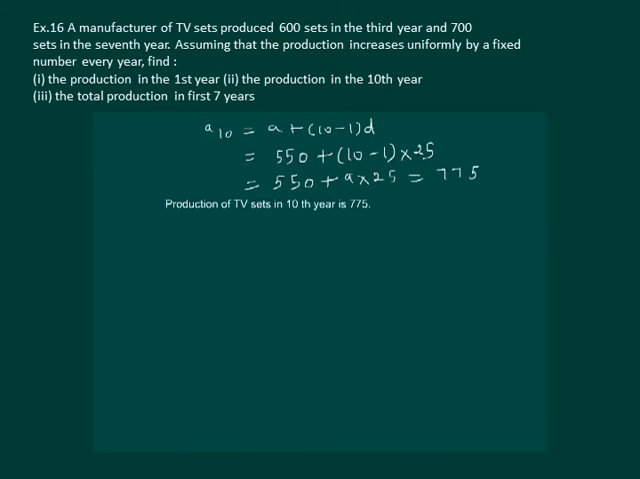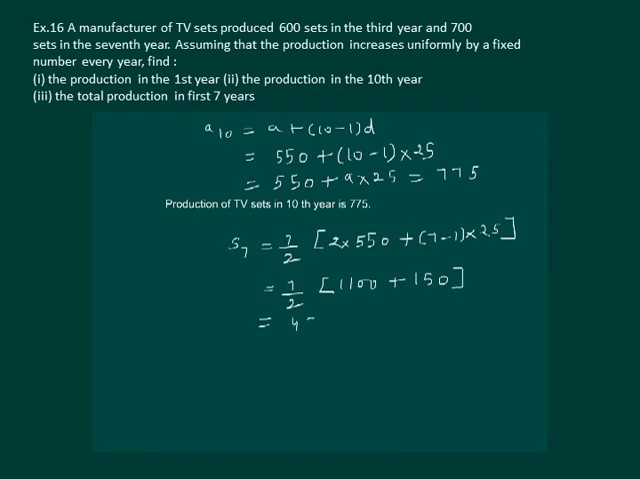Now it remains to find the sum of TV production in the first 7 years. That is, we have to find S7, which will be given by 7 by 2 into 2 times A plus N minus 1 D. N is 7 here and D is 25. On solving, we will get 4375. The total production of TV sets in the first 7 years is 4375.